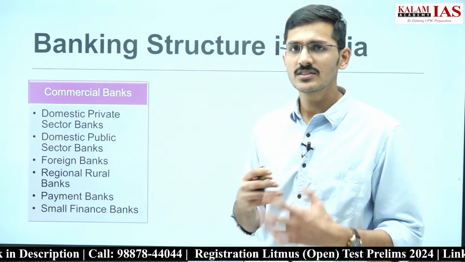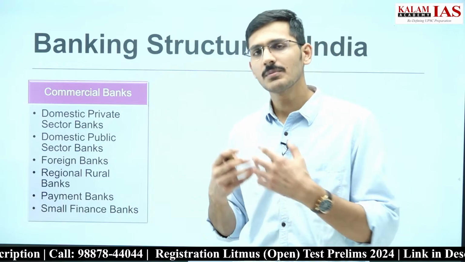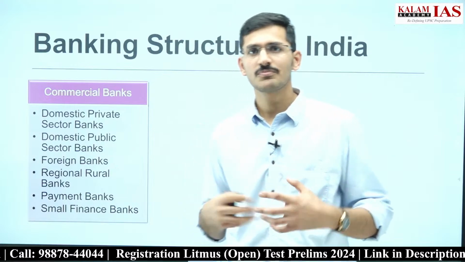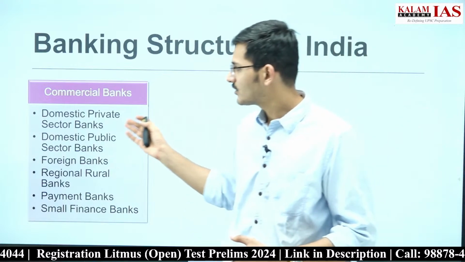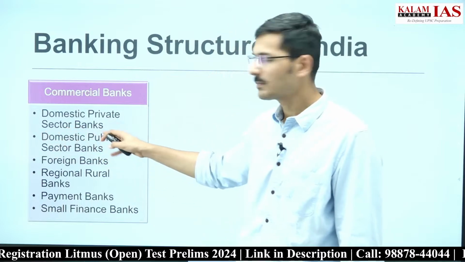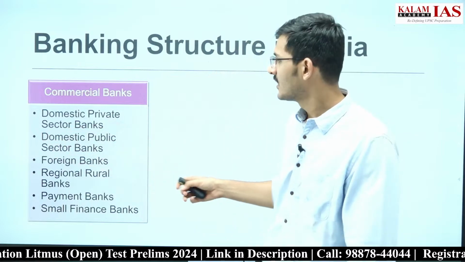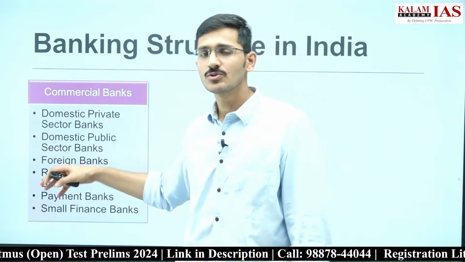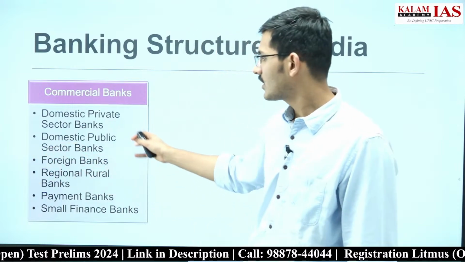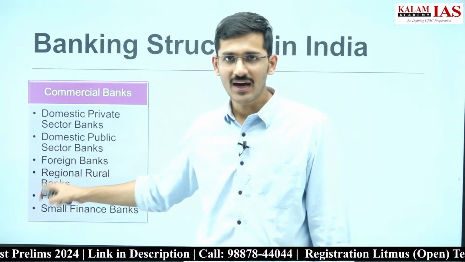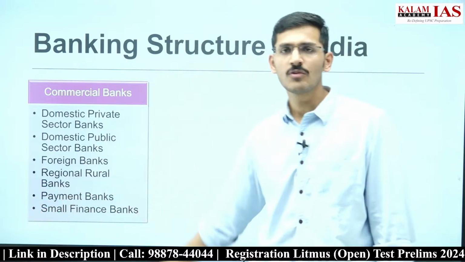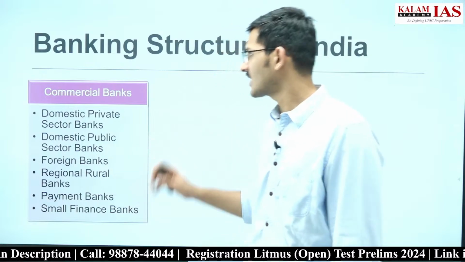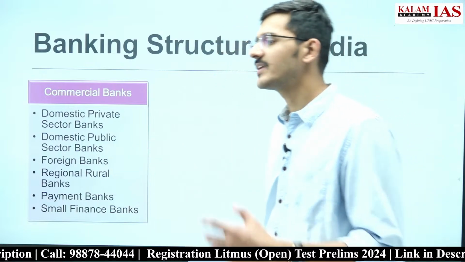Apart from public service, they also exist for the purpose of profit making, and these banks book profit, so they are commercial banks. So domestic public sector banks are also commercial banks. Then there are foreign banks. Citibank is a foreign bank. Then there are regional rural banks, RRBs. Then there is payments bank, and finally small finance bank. So these are the 6 types of commercial banks existing in India.